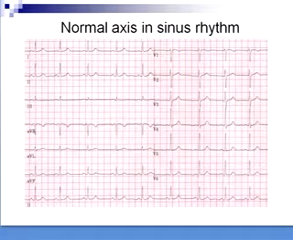So the other method which I told is using lead 1 and AVF. Lead 1 QRS is positive and AVF QRS is also positive. So that means when both are positive, the quadrant is right lower, which is the normal axis.